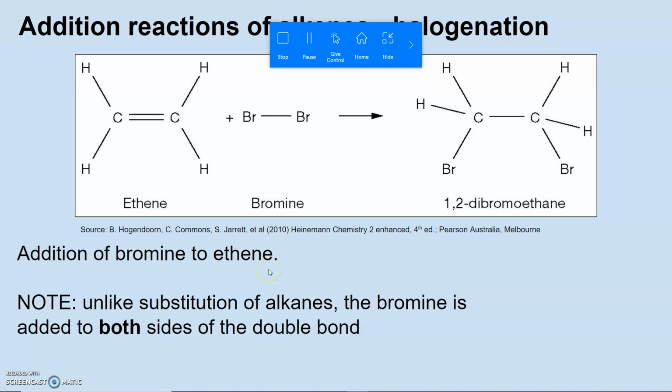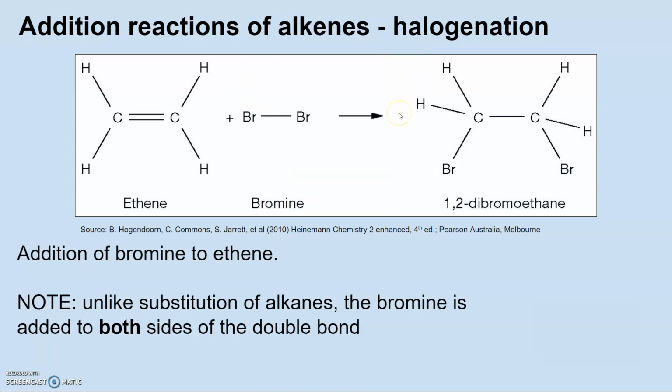Addition reactions of alkenes. So we've looked at alkanes. Alkanes undergo substitution reactions. Either we can substitute a halogen to give us a haloalkane, using ultraviolet light plus the halogen, or we can have a haloalkane with a nucleophile to go into an alcohol or an amine.